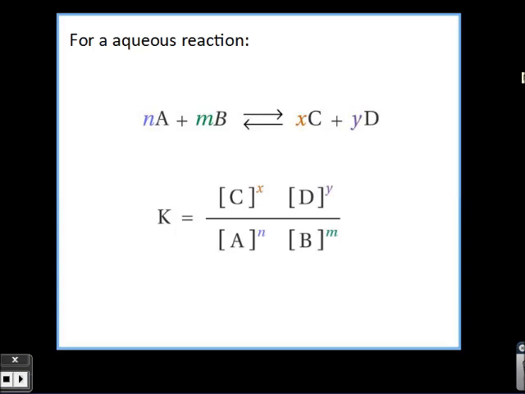If you have an aqueous equation, again, this is another way to express it, where N goes with N, M goes with B, X goes with C, and Y goes with D. So it's just kind of another way of showing you how it should work.